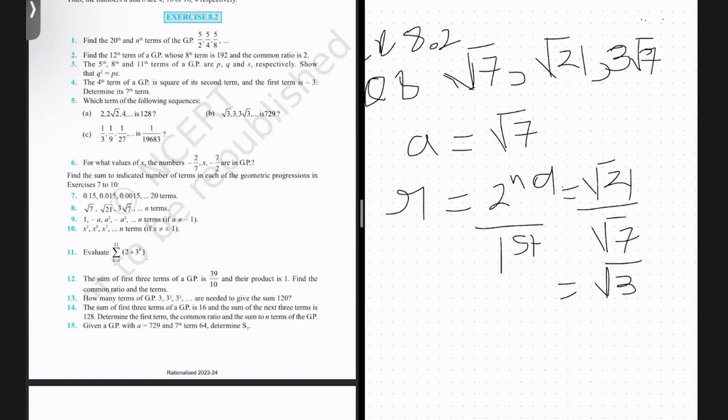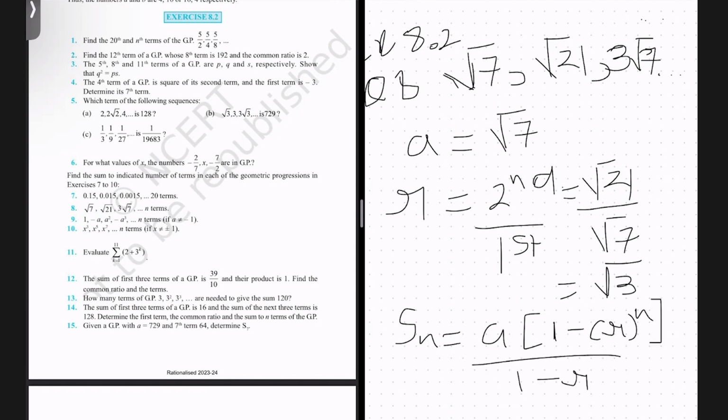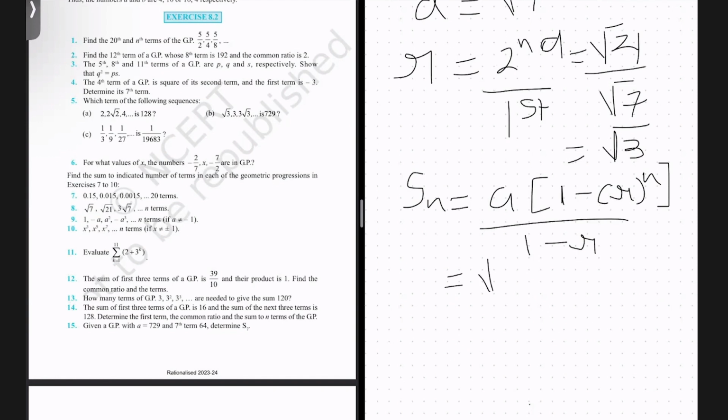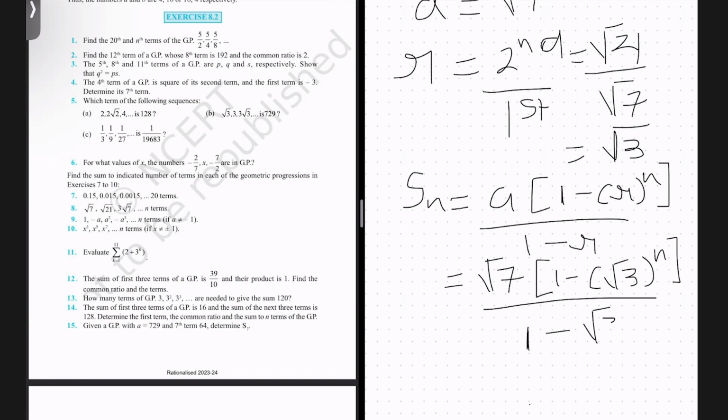We have been asked to find the sum up until the nth term, and how are we going to do that? We are just going to plug in the values of root 7 and root 3 into the S n formula, and the S n formula is nothing but a times 1 minus r raised to the power n upon 1 minus r, correct? And pertaining to that, we have the first term of the GP as root 7, right? We have the common ratio as root 3 raised to the power n, and in the denominator we have 1 minus r, and r is again nothing but root 3, so 1 minus root 3. Correct.